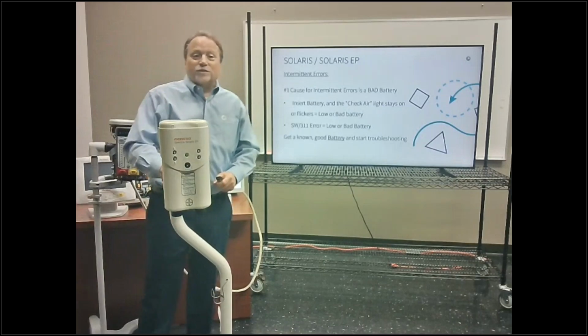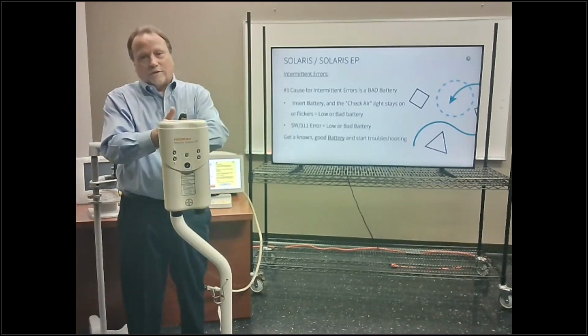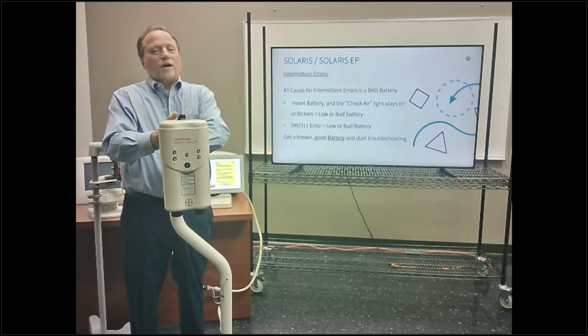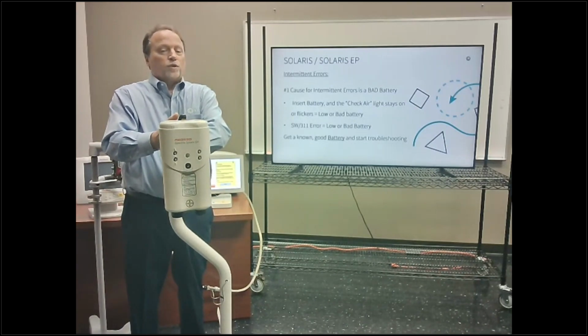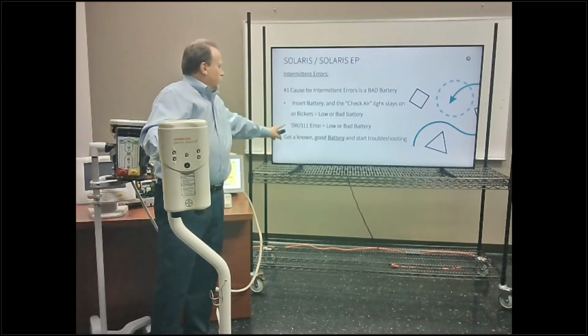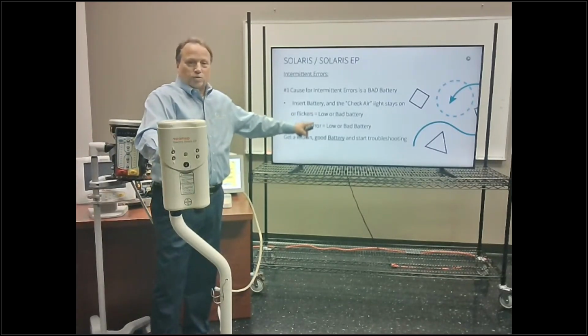Intermittent errors. This is something to remember when you're troubleshooting Solaris. If you have intermittent errors bouncing back and forth all over the place, it is usually your battery. Whenever I have those symptoms, I always find a good, known battery that I trust. If you have to spend the money to get one in overnight, it is well worth it, because there's nothing more frustrating than trying to troubleshoot with poor equipment or with a battery that is not fully charged or is not holding a charge. Give it a known good battery and start troubleshooting.